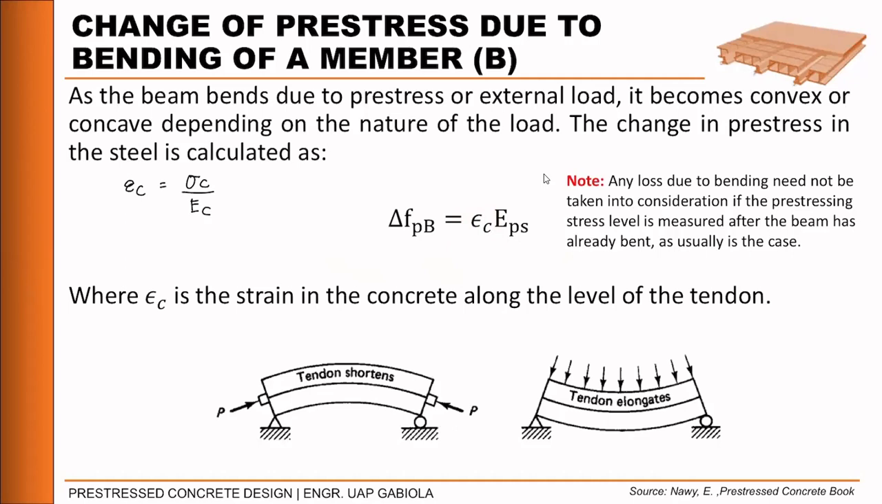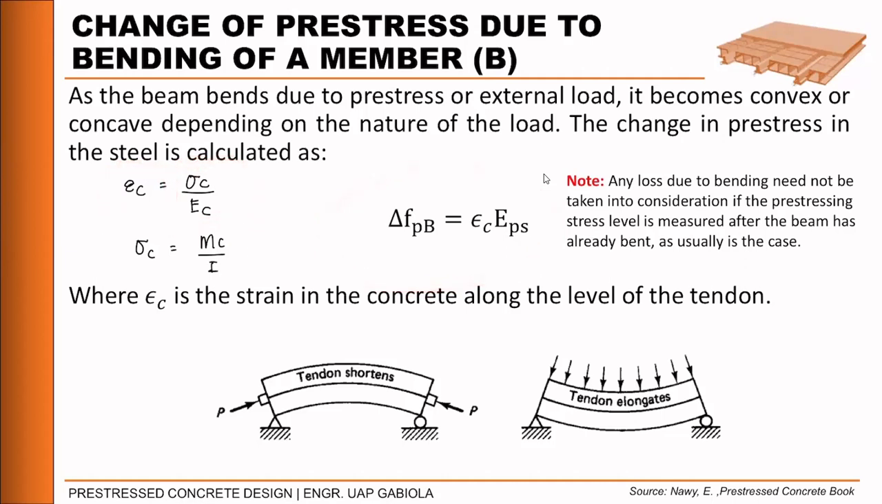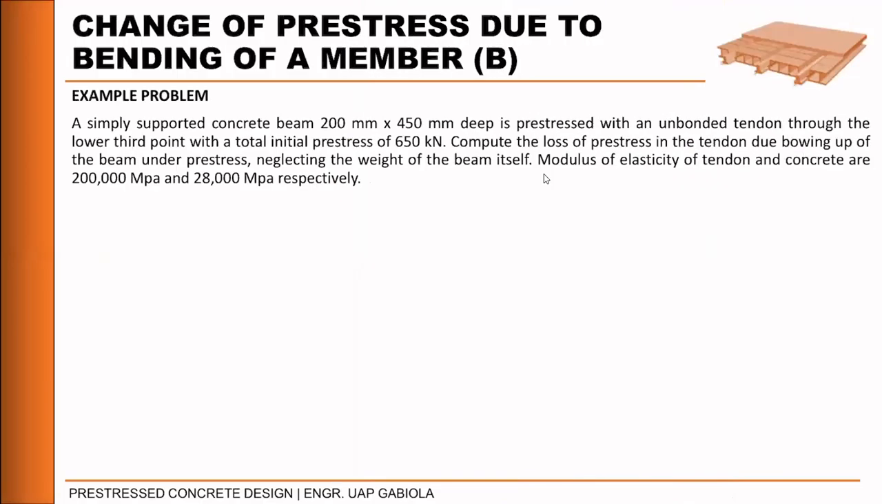Okay? And the stress, we can get that if we are talking about bending using Mc over I. Okay? So once we get Mc over I, substitute it here, and then we get this, and then multiply it here. Okay? It's like you're doing strength of materials here. So, let's have this example.